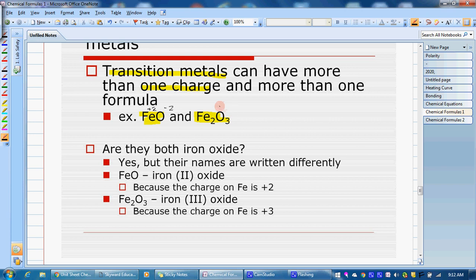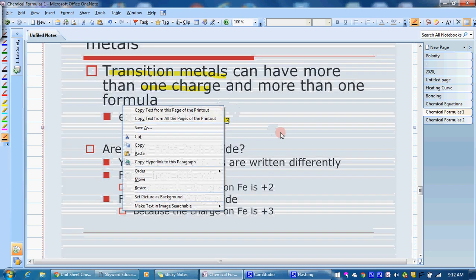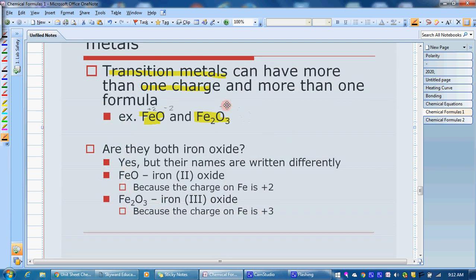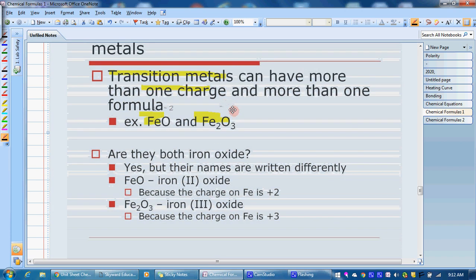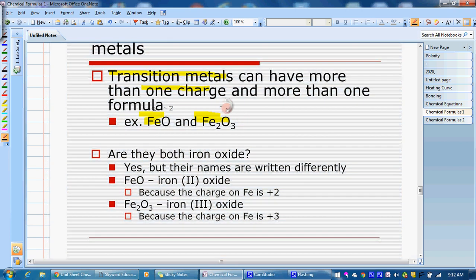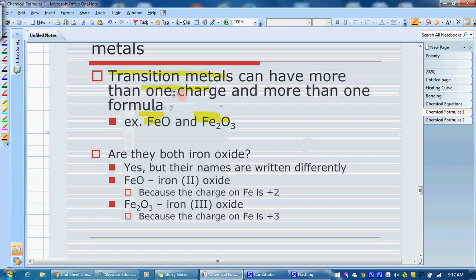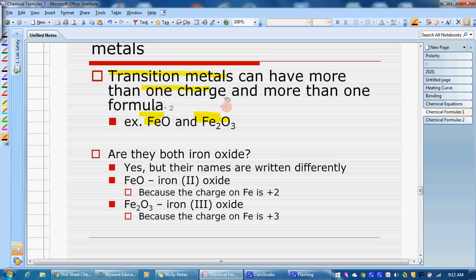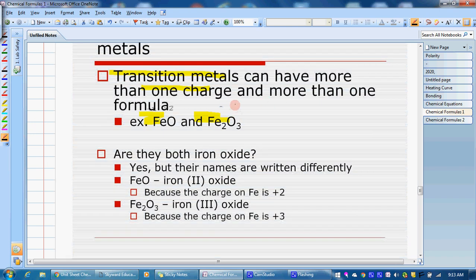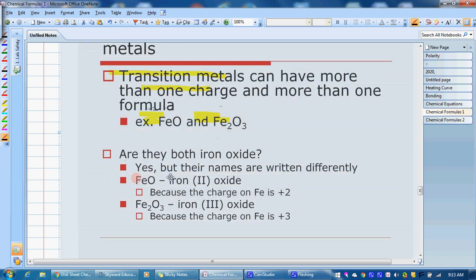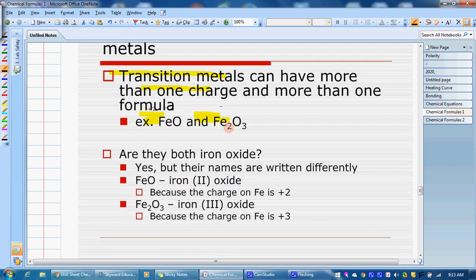In this case, oxygen, again, is always negative 2. There's 3 of those. And so -2 plus -2 plus -2 is -6. Okay, so if we have a -6, then we know that we have to have 2 of these.